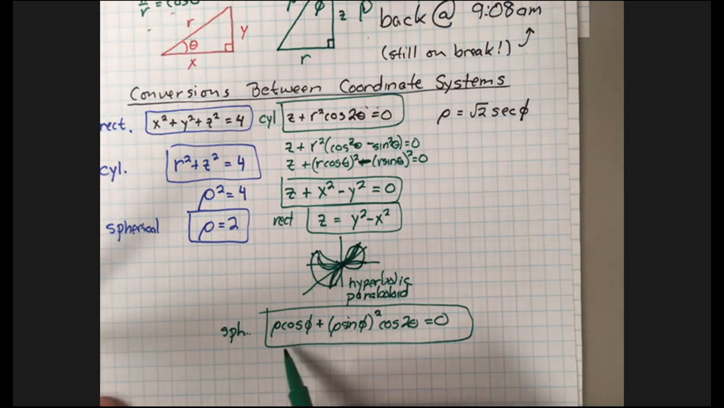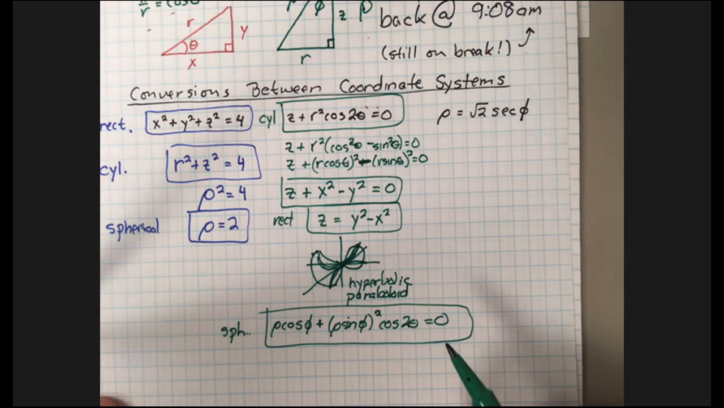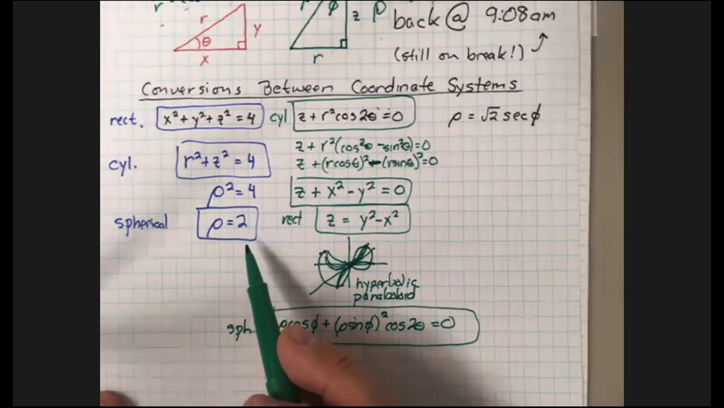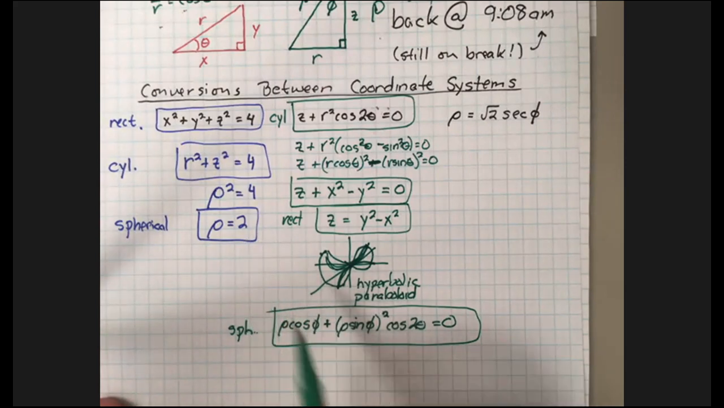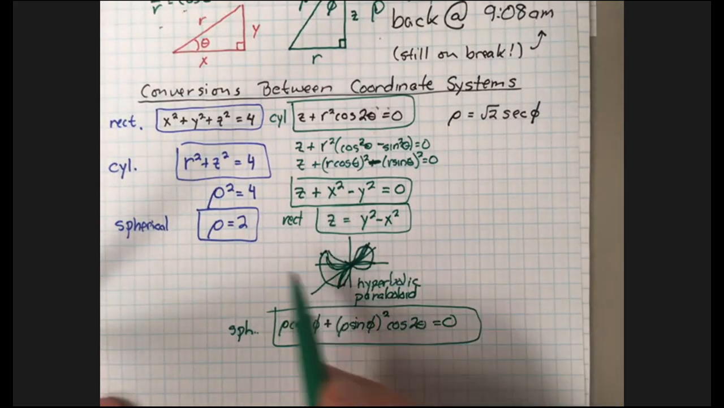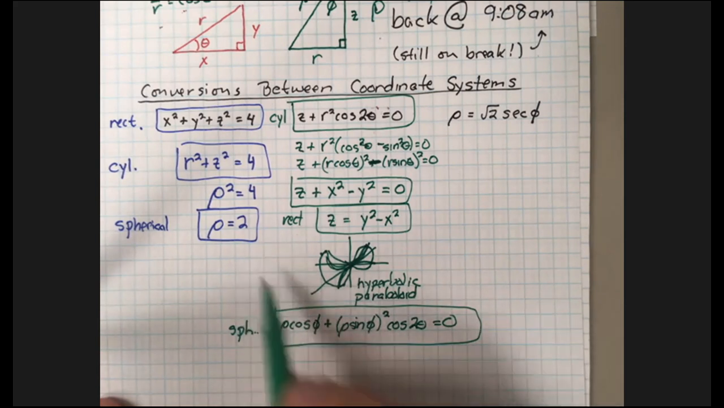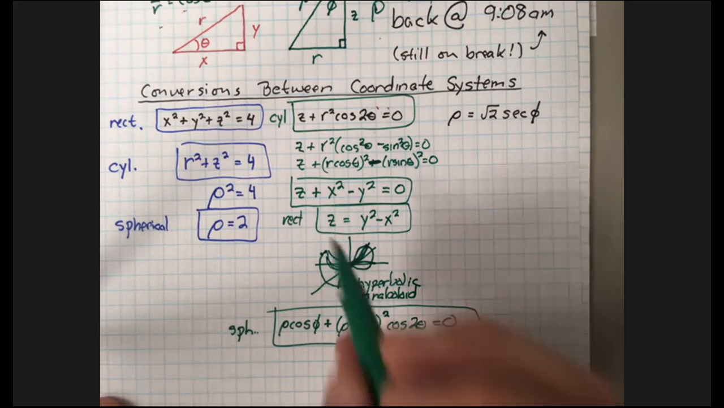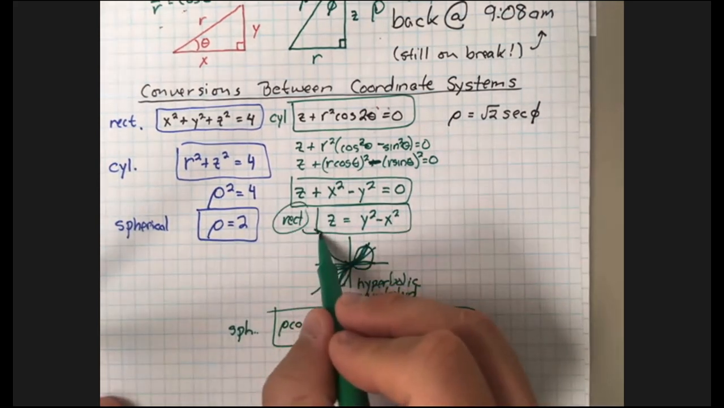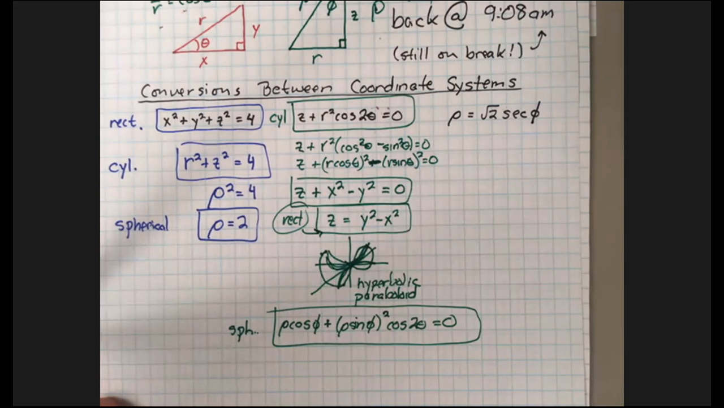So maybe I could factor out a rho or something like that, but I don't think that's necessarily going to help me. Okay, I went to spherical, didn't create anything helpful. Here I went to spherical, got a beautiful, poetic, short description. I just want you to be able to concentrate on moving between them. You don't always get something entirely useful. I do think rectangular was most useful there, but remember, I'm prejudiced towards rectangular.